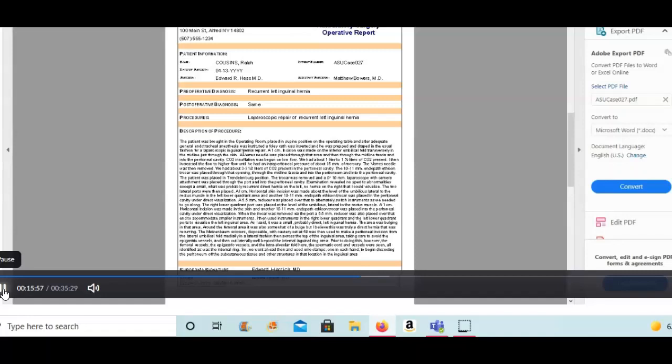I then increased the flow to a higher flow until we had an intraperitoneal pressure of about 15 millimeters of mercury. The Veress needle was then removed. We had about 3 to 3.5 liters of CO2 present in the peritoneal cavity. That 10 to 11 millimeter Endopath Ethicon trocar was placed through that opening, through the midline fascia and into the peritoneum and into the peritoneal cavity.